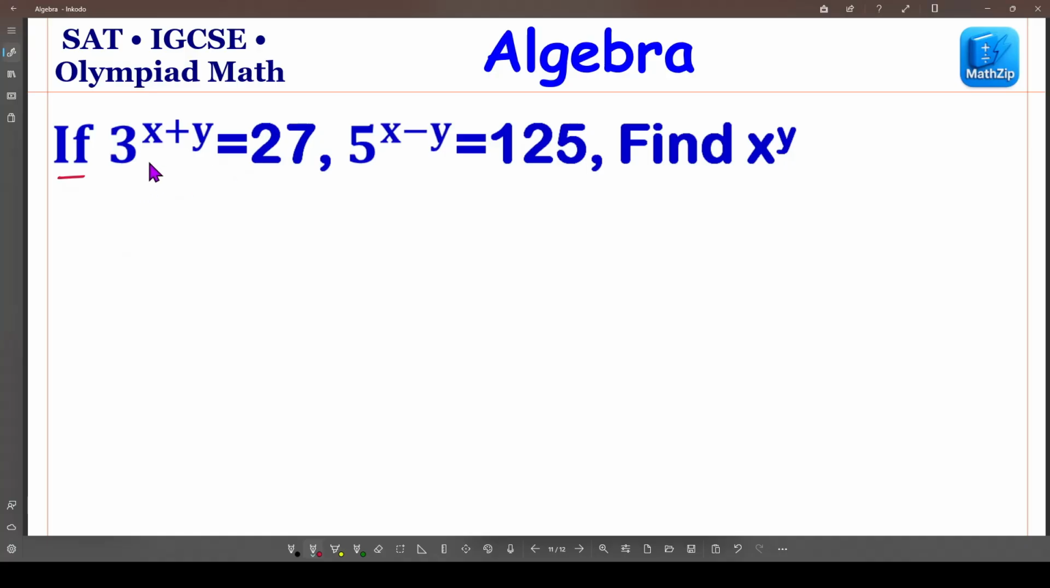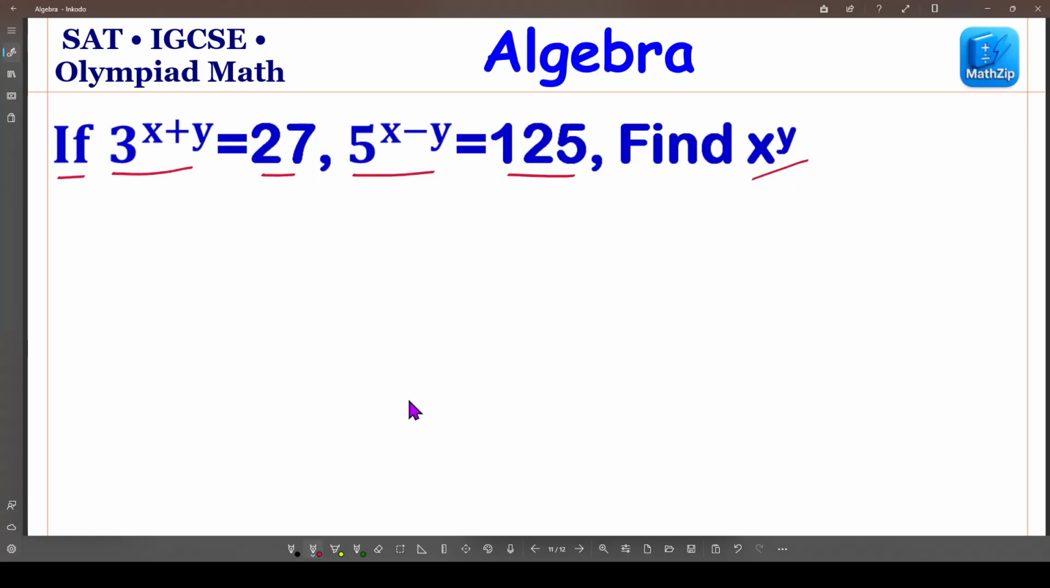If 3 to the power x plus y equals 27, and 5 to the power x minus y equals 125, what is the value of x to the power y?